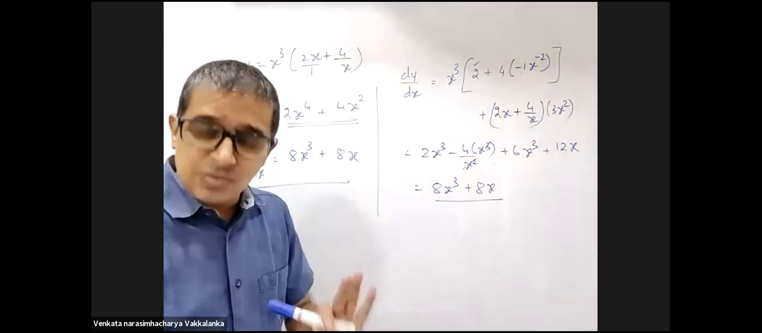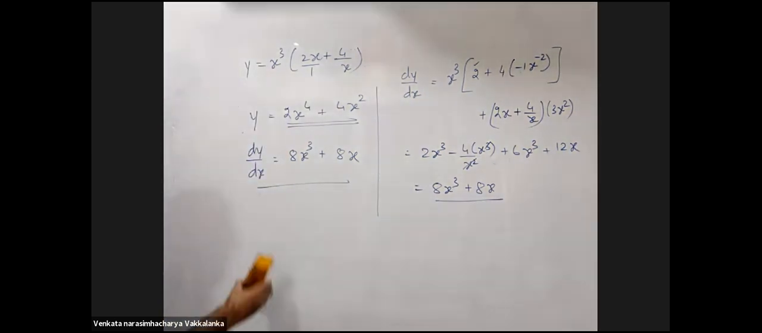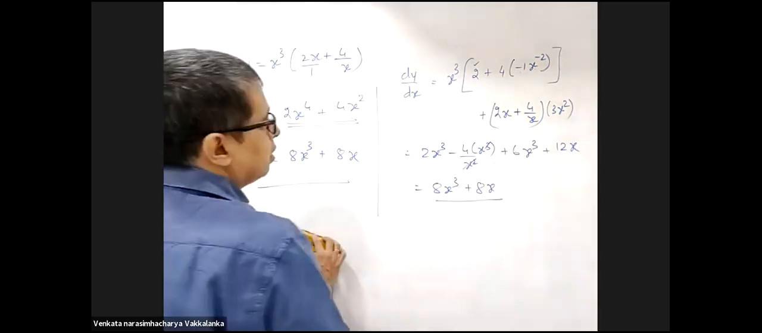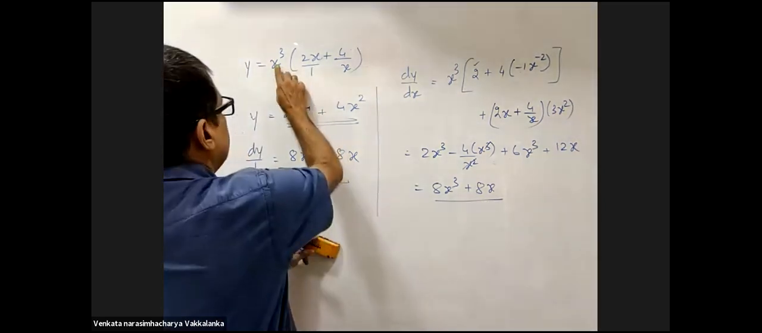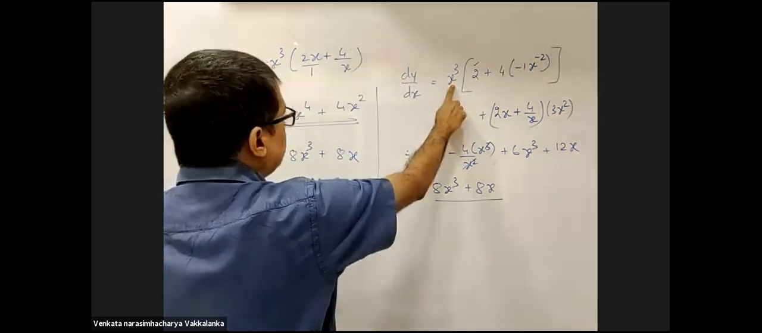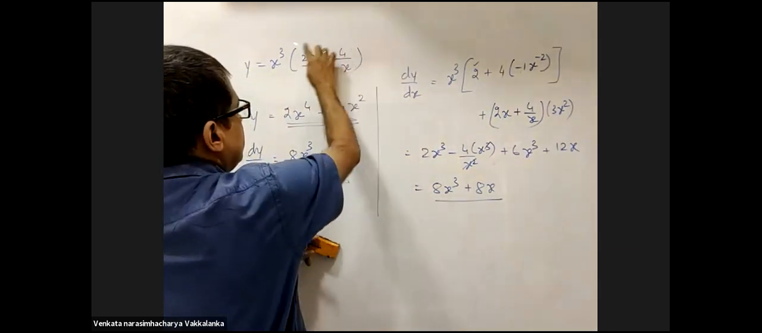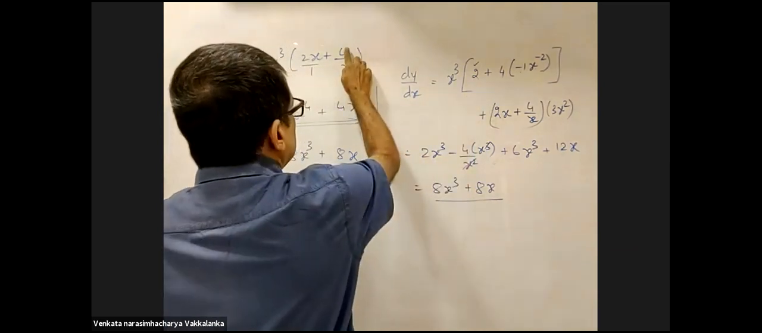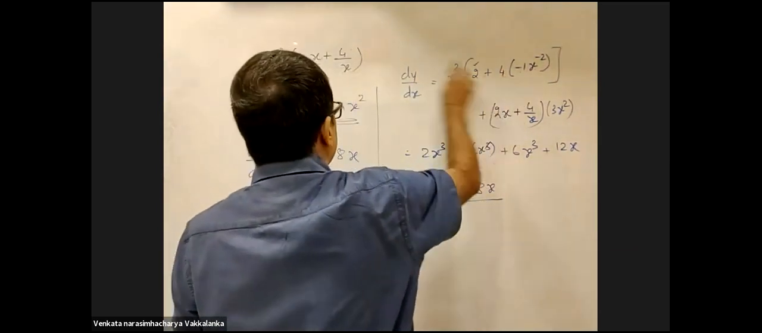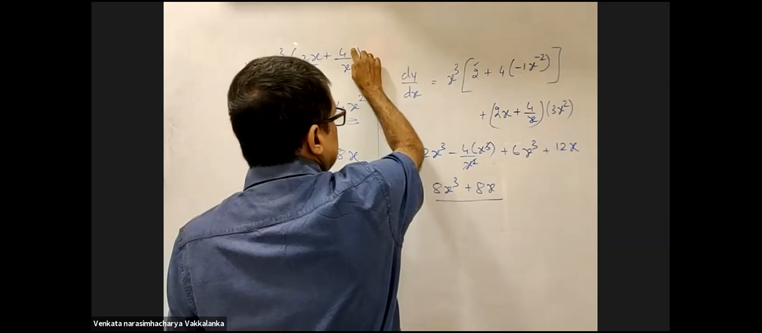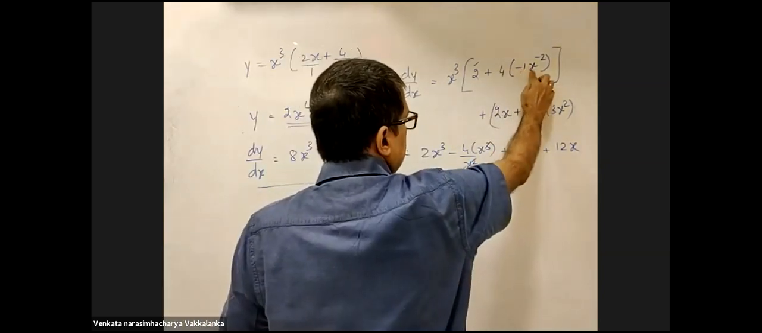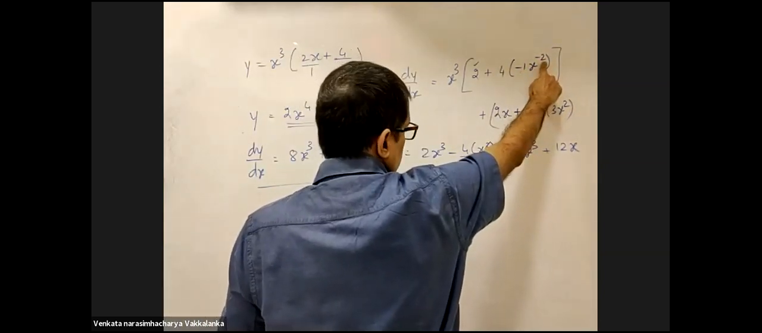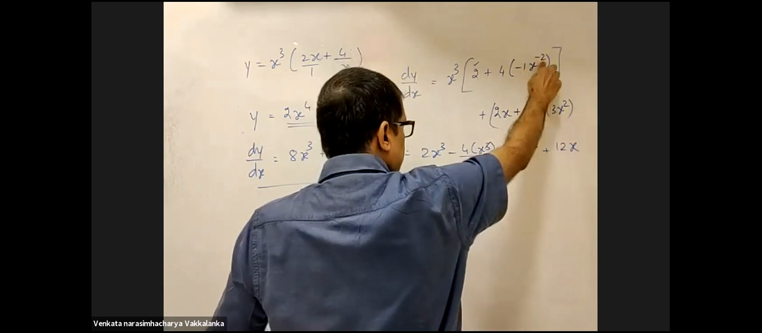Sir, can you explain the first step of the second method? X cube as it is I will keep and then differentiate this. Differentiation of 2x is 2. Yes, sir. 4 by x, 4 as it is I kept. X to the power minus 1 will be minus 1 x to the power minus 2. N x to the power n minus 1.